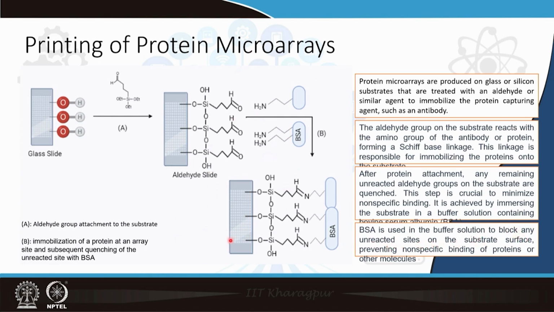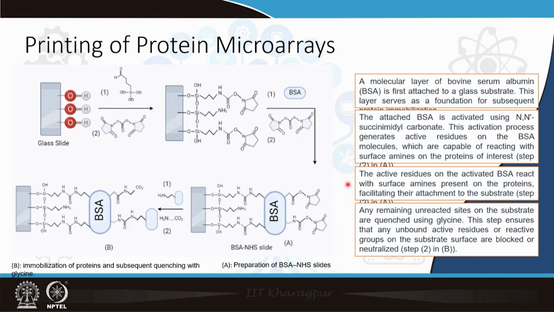So, you treat the surface with the aldehyde group and the bovine serum albumin. One part connects with the aldehyde group, the other part of the albumin is then made to attach with your targeted molecules. You can print it similarly. A molecular layer of bovine serum albumin is first attached to the glass substrate. The attached BSA is activated using a carbonate. The activation process generates active residues. Any remaining unreactive surface is taken away.